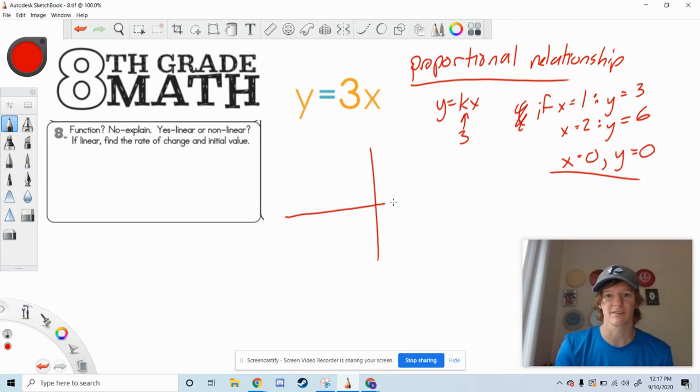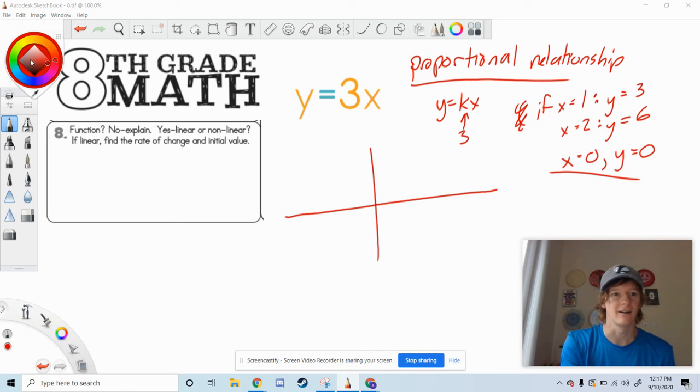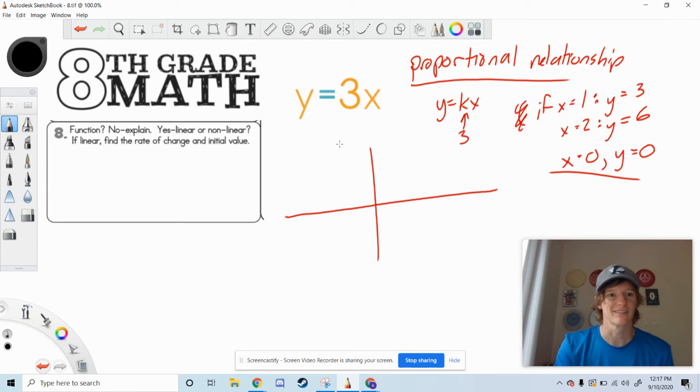And I'm going to kind of sketch out a graph here. We'll have a point at 0, 0 because it's proportional, and we found out 0, 0. If x is 0, y is also 0. If x is 1, y is 3. So I'm just going to kind of estimate, that's maybe about right here. If x is 2, y is 6. I'm just going to estimate, put it right here.